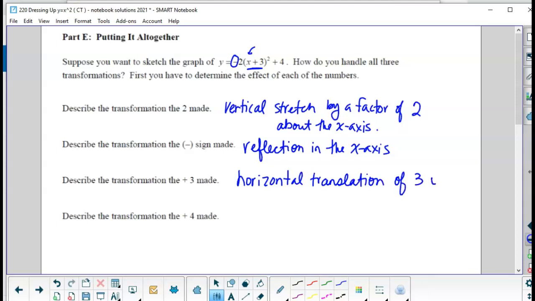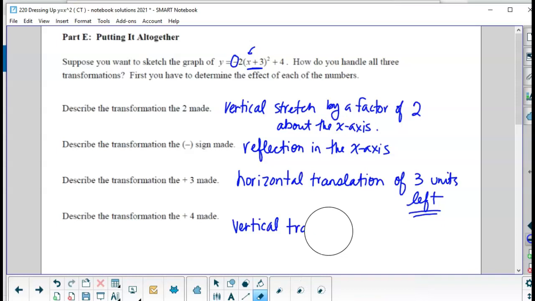3 units left. Got to get that in there. Plus 4 outside there is a vertical translation, and if it's positive, it's up.